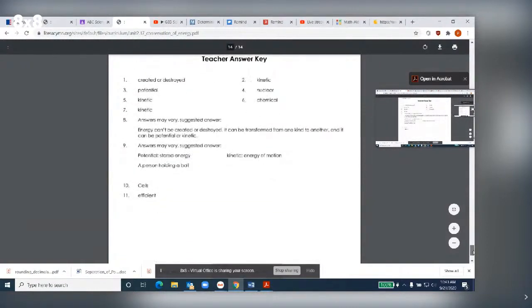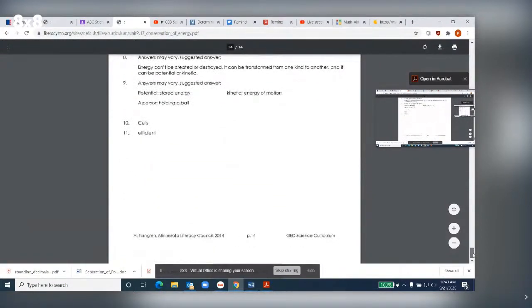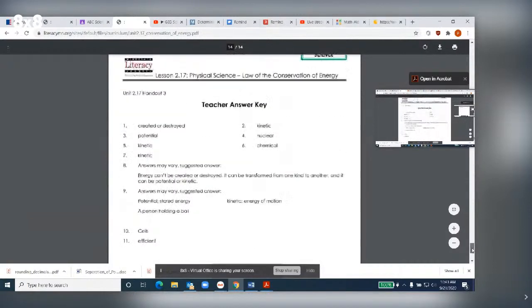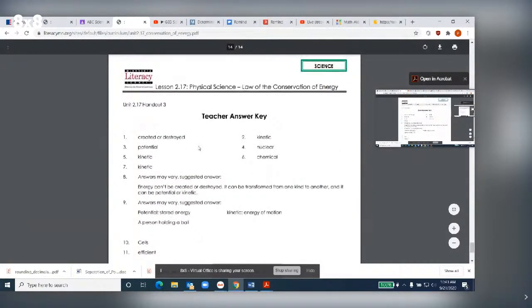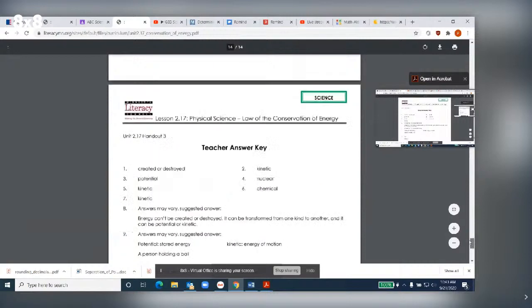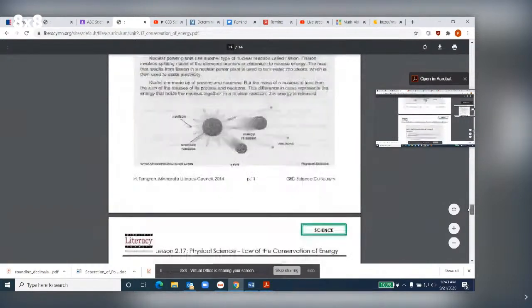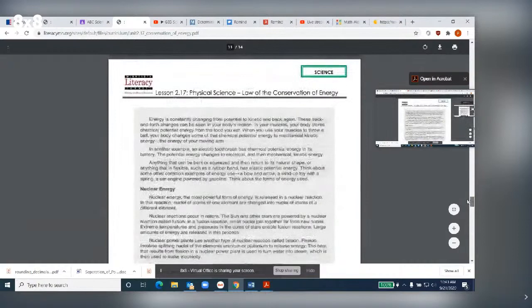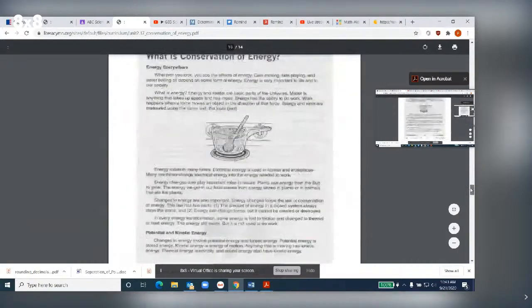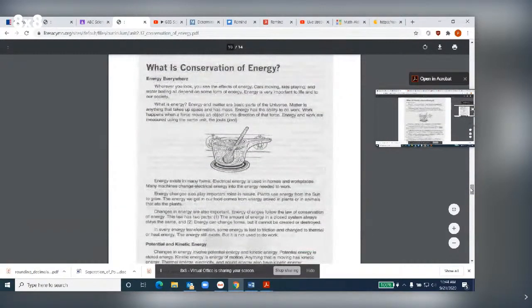So if you basically want to go back and check to make sure that you got them right, you can just look at the teacher key right here, okay? And like I said, you're just going to basically go up, and everything is in this short reading right here, okay?